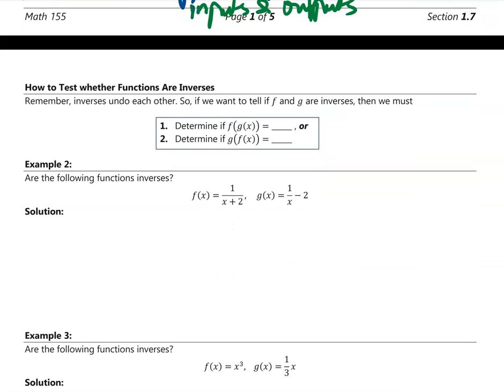Next, how to test whether functions are inverses. So remember, the inverses undo each other. So if you want to tell if f and g are inverses of each other, then we must determine if f of g of x is equal to x or g of f of x is equal to x. You don't need to show both, you can just show either of the two.